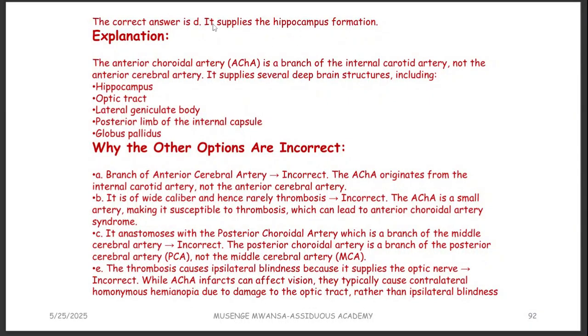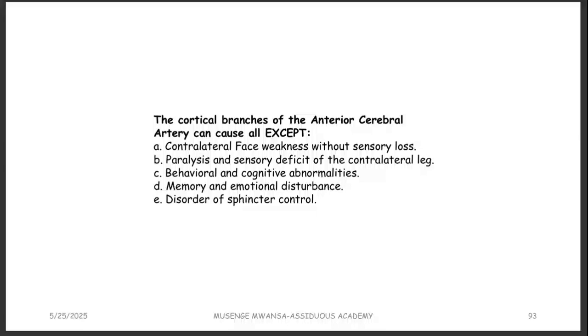Anterior choroidal, the one that supplies the hippocampal formation, okay, to supply the hippocampus. You know, this one comes from the internal carotid. If you look at the picture, it goes a bit behind, posterior. Now, cortical branches of the anterior cerebral artery, those are supplying the cortex. So what happens with a cortical branch of the anterior cerebral?